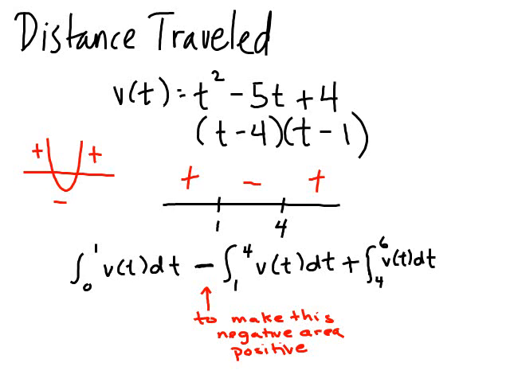of the area. So to find the distance traveled, I add the displacement from t equals 0 to 1, subtract the displacement from t equals 1 to 4, and add the displacement from t equals 4 to t equals 6.